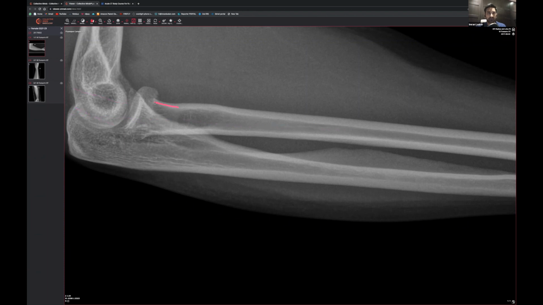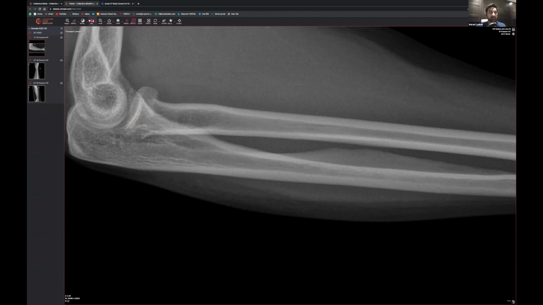You've got to do it along the lines of the neck of the radius here. And you can see the neck of the radius kind of goes at a slightly different angle from the shaft. And then the neck goes this way. Now you can see that it does actually cross the middle third of the capitellum. So therefore, the alignment of the radius is actually okay. The radiocapitellar alignment is okay. There's no dislocation per se, but there is what looks like an impaction fracture over here.